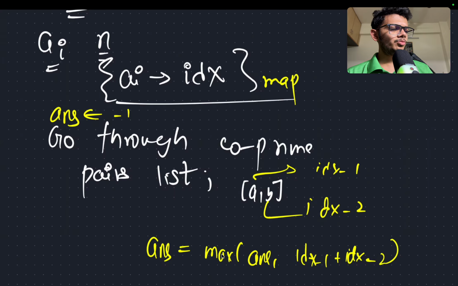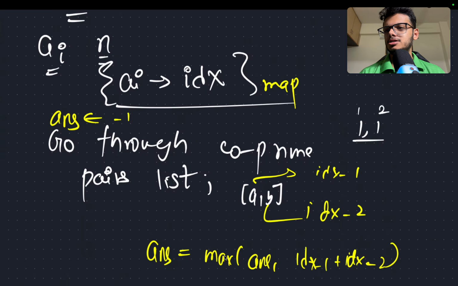Now you might be scratching your head. What about cases like this, 1, 1? In this case, 1 will only have one of the indices, right? So what are you going to do? Now this actually won't happen. Why? I'll tell you. These two will have some separate indices, right? Like 1, 2.